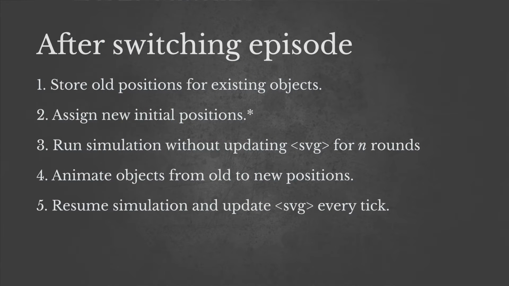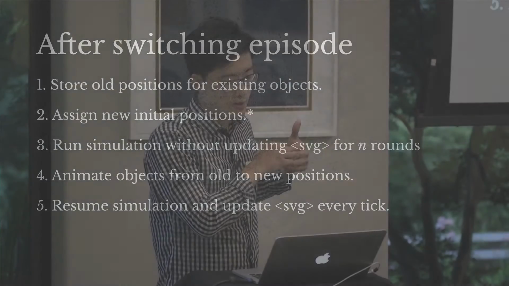And then once I do that, I run the simulation without updating the SVG for n rounds, just to make the simulation a little bit more stable. And then we animate the object from the old position that we stored earlier to the new position. And after that, resume the whole simulation.